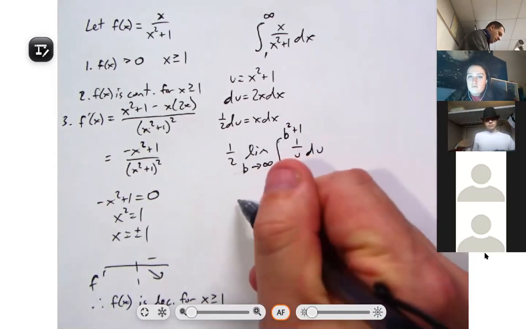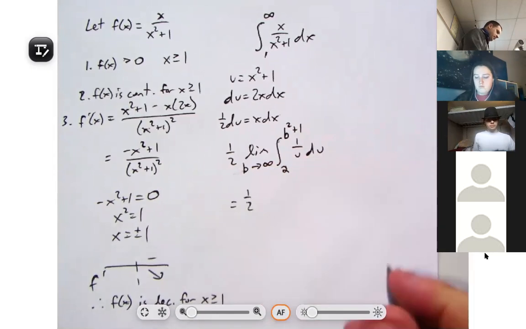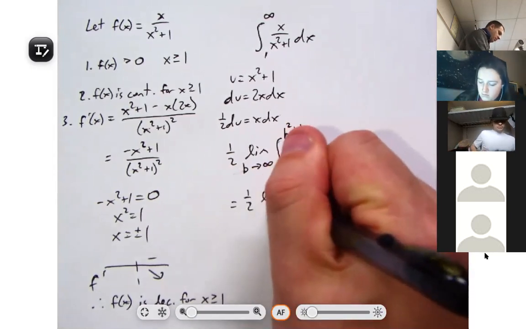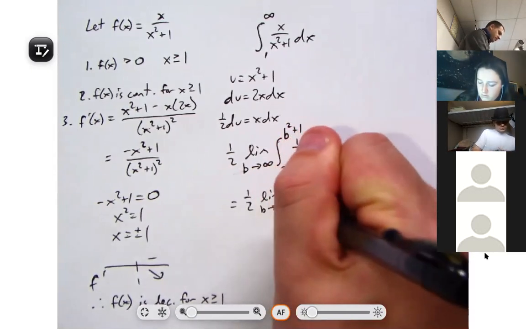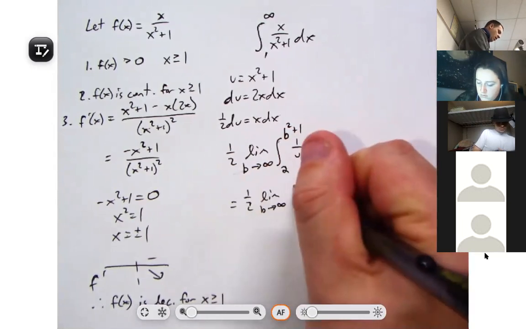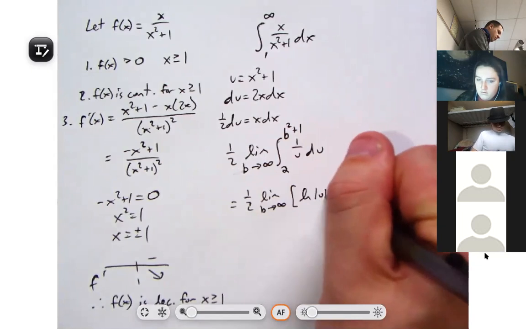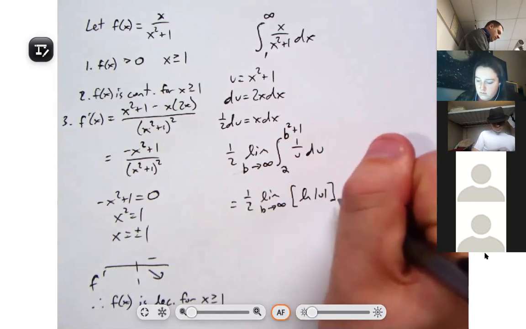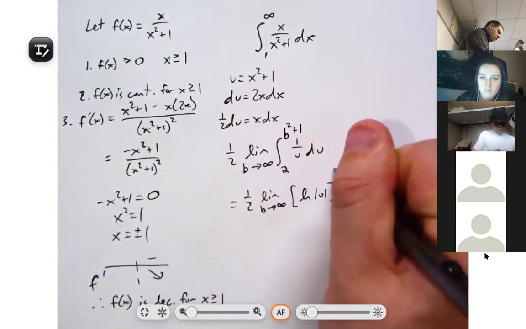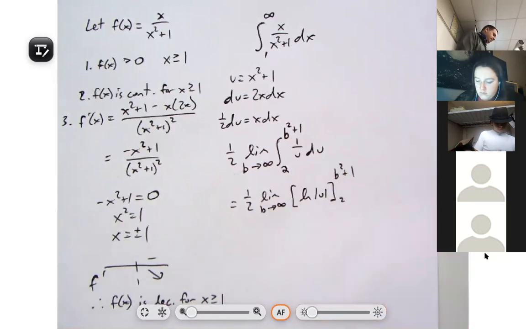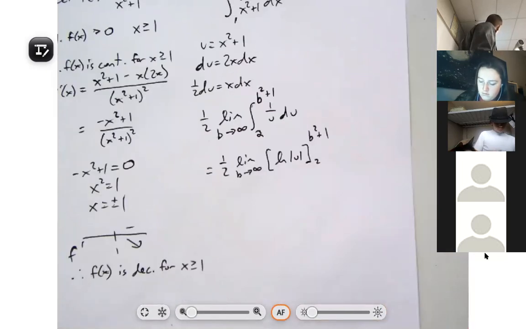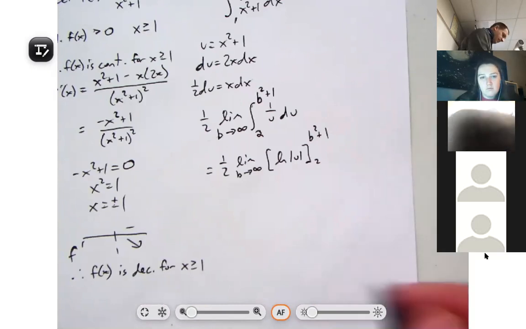All right. So now I'm going to have 1/2 the limit as b goes to infinity of the natural log of the absolute value of u from 2 to b squared plus 1. And then I can plug in b squared plus 1 for u and 2 for u.